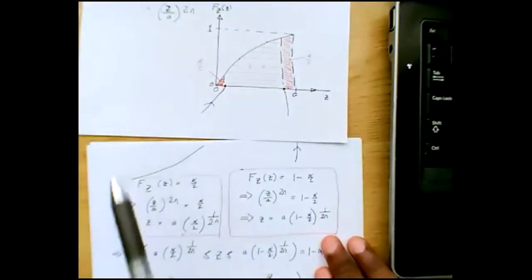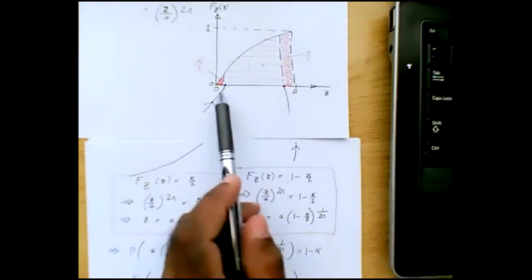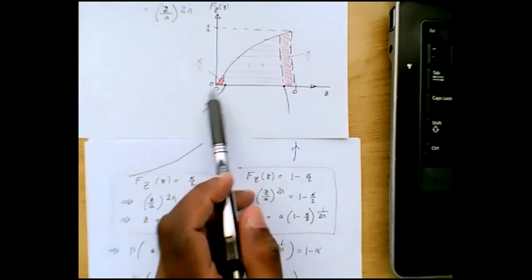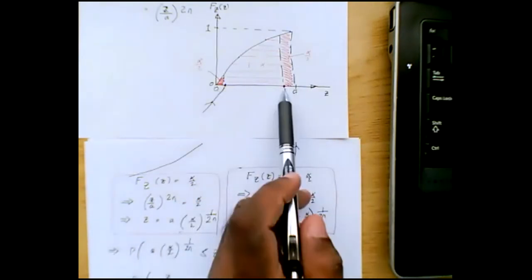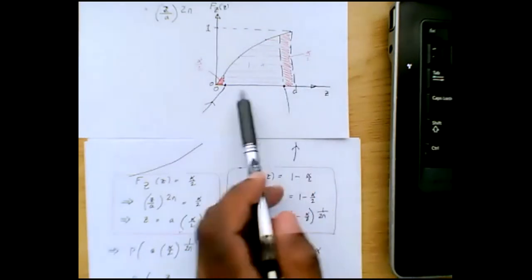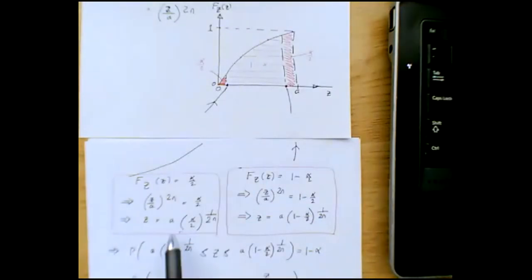Now, what you need to do is pick 2 points on the x-axis of the graph, such that the area below the first point is alpha by 2, and the area above the second point is also alpha by 2. So the area in between the two is 1 minus alpha. So that's what I have done.